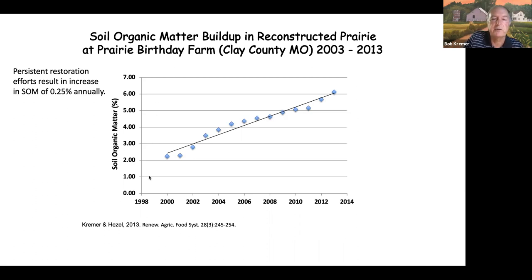Here is a graph that we tracked over the last, we're still tracking it really, since 2000 or before, of the buildup of organic matter in a reconstructed prairie on a very degraded landscape in Clay County, Missouri. And what was key to building up the organic matter was the persistent restoration efforts to get these prairie plants established over time and then maintained. What we can see is it went from almost below 2% organic matter to about 6% in 15 years. That's a buildup of about 0.25% soil organic matter annually, which indicates there's a good active microbiome there, and the soil health is being improved consistently as time moves on.